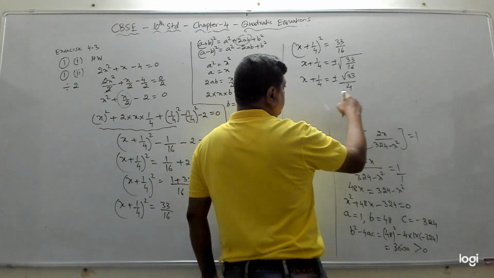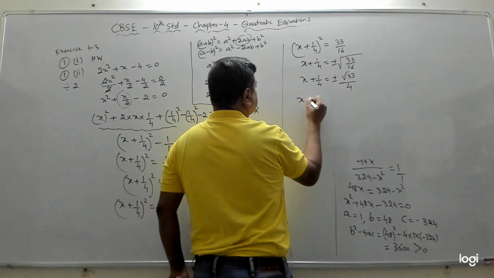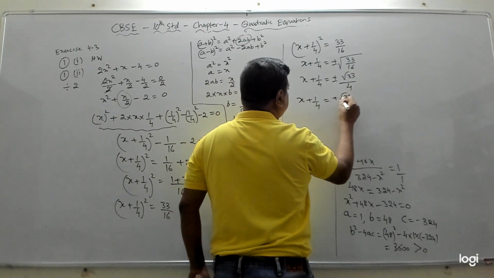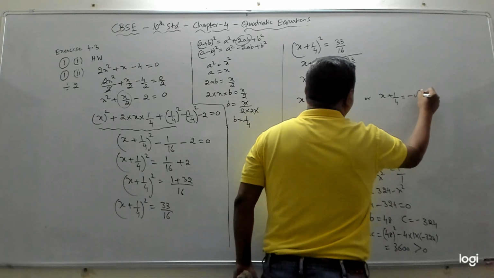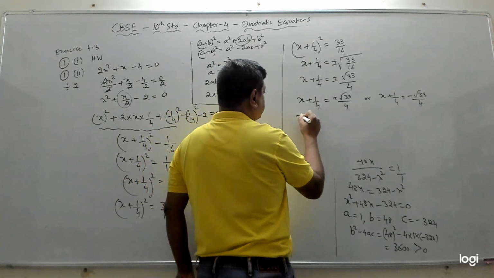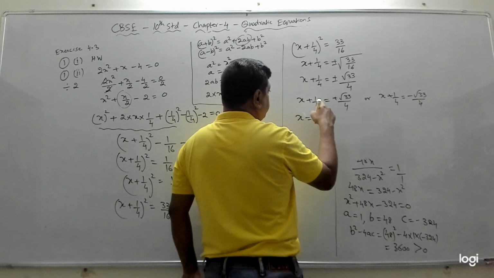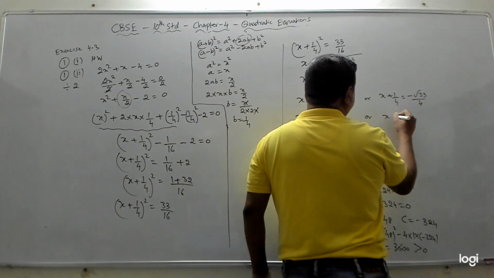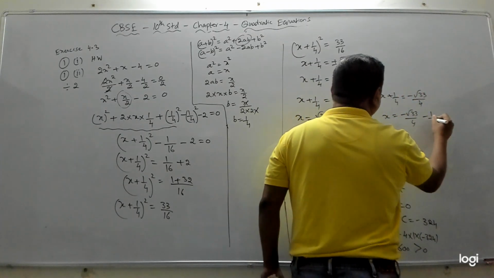Now this will branch out into two cases. Which means x plus 1 by 4 equal to plus root 33 by 4 is one case, or x plus 1 by 4 equal to minus root 33 by 4. That is another case. Now in this case, what do we get? x is equal to root 33 by 4. This 1 by 4 goes to this side, it will become minus 1 by 4. Or x is equal to minus root 33 by 4. This plus 1 by 4 goes this side, it will become minus 1 by 4 again.